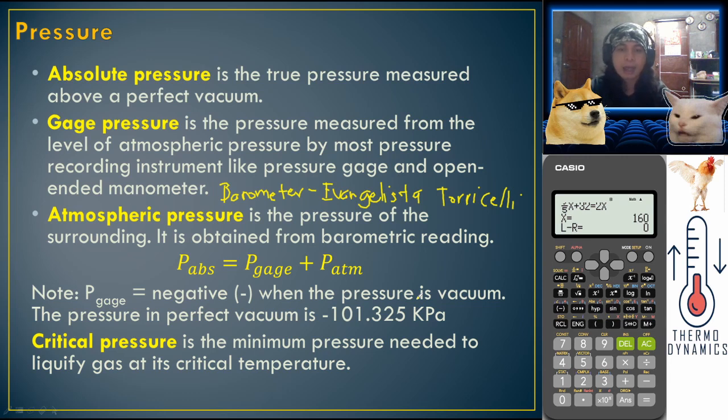And ano pa ang kailangan natin tandaan? Critical pressure, the minimum pressure needed to liquefy gas at its critical temperature. Ayan. Tawag doon, para maging liquid yung gas is the critical pressure. So, mapapansin natin to sa mga lighter, no? Yung lighter, kita natin siya ay fluid, tama ba? It is because na-achieve niya yung critical pressure.